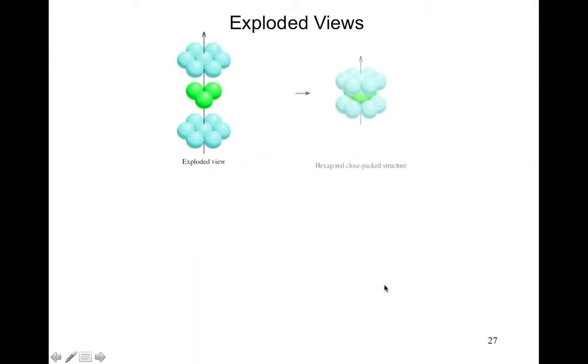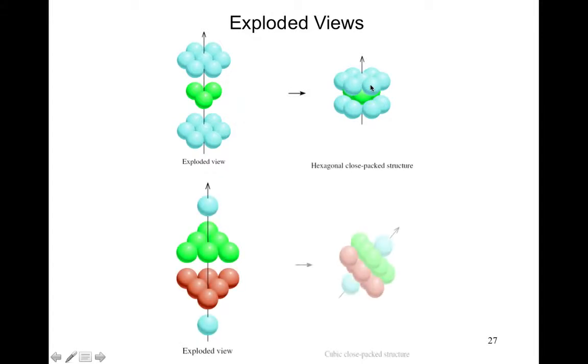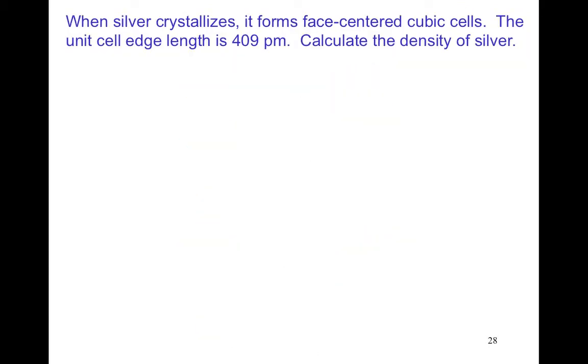So an exploded view kind of shows you how this hexagonal structure is arranged. These 3 are in the gaps provided by these molecules close together, and then we add another 7 on top of that to get a hexagonal structure. And then here is your cubic structure.